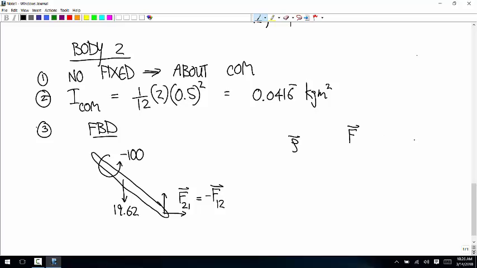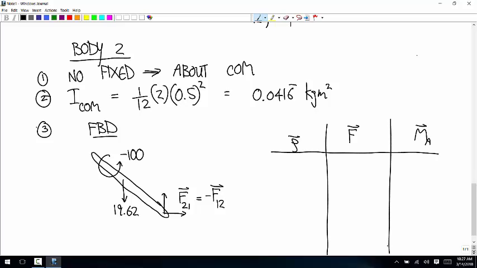The force moment. Our about point is the center of mass. So I'll start with the weight. The r vector is 0. The force vector is 0, negative 19.62. And the moment is 0.